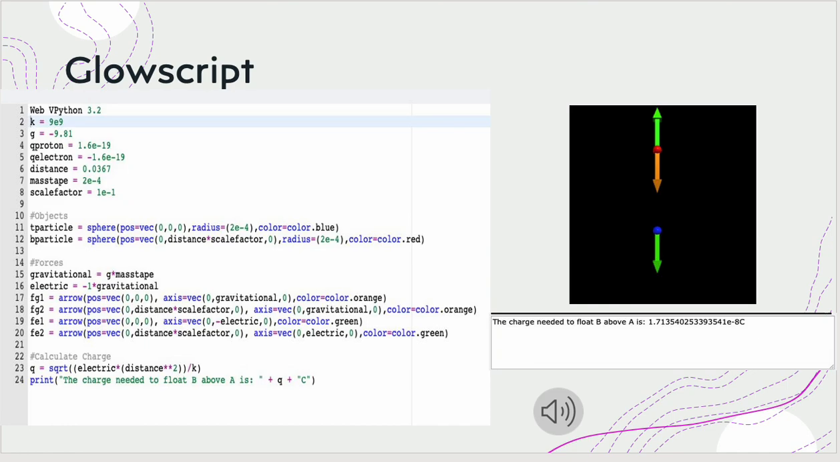A GlowScript simulation was used to create a model for this experiment. In the GlowScript model, both tapes were treated as point charges as done in the calculations above, and the electric force on the top tape due to the bottom tape was set equal to the force due to gravity, and then Coulomb's law was used to find the charge, or Q, of the tape in order to cause the top tape to float as it was in the experiment.